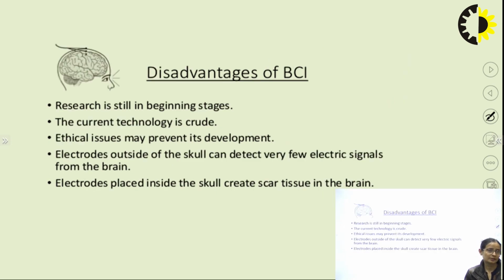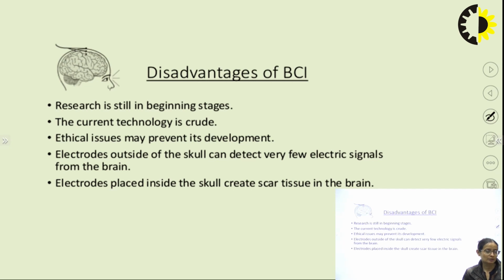But BCI has its disadvantages also. Research is still in the beginning stages. The current technology is crude. Ethical issues may prevent its development, because a lot of ethical policies play a major role. That is how the BCI concept can improve the human lifestyle.